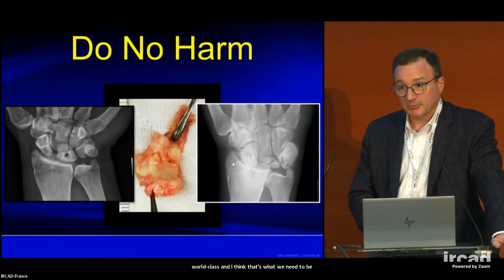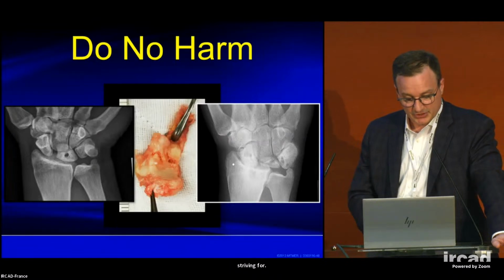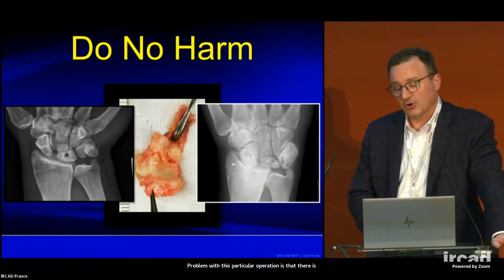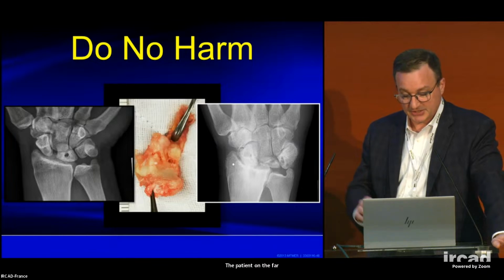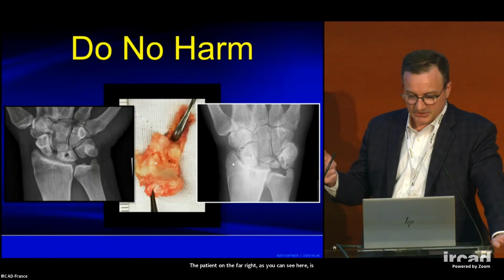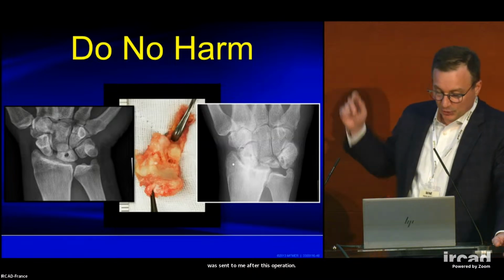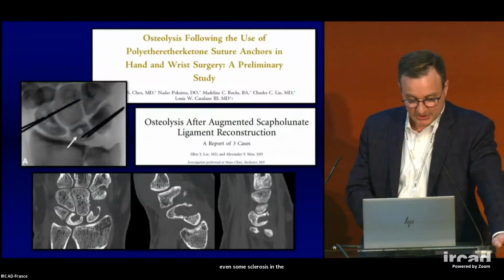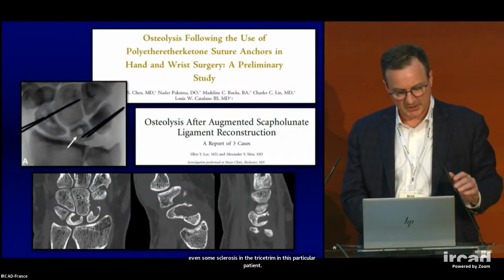Problem with this particular operation is that there's a high risk of osteolysis within the bone tunnels. The patient on the far right, as you can see here, was sent to me after this operation. He has Preiser's disease, Kienbock's disease, and there's even some sclerosis in the triquetrum in this particular patient. So bone tunnels can cause a substantial amount of harm if we're not careful.